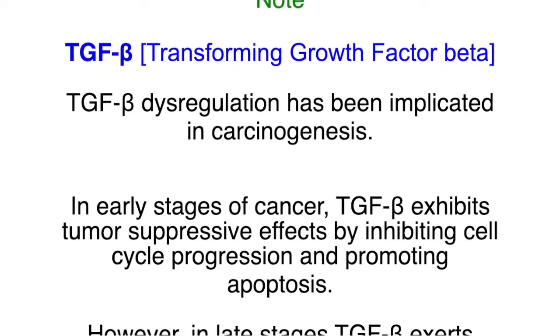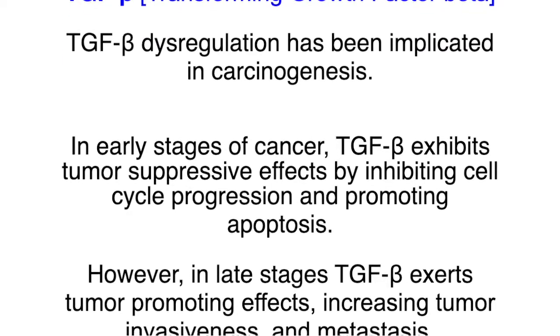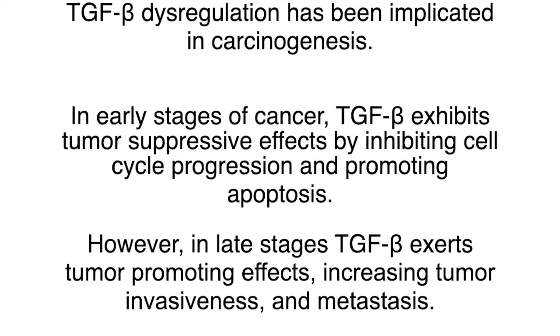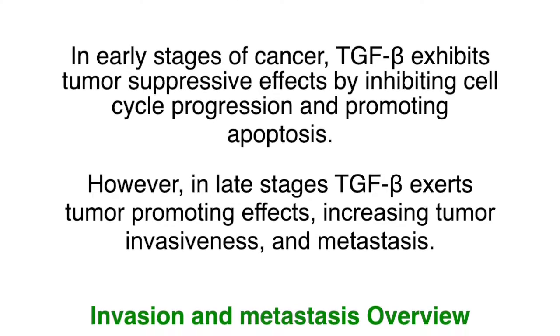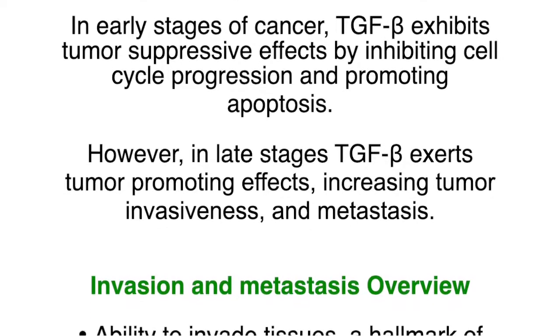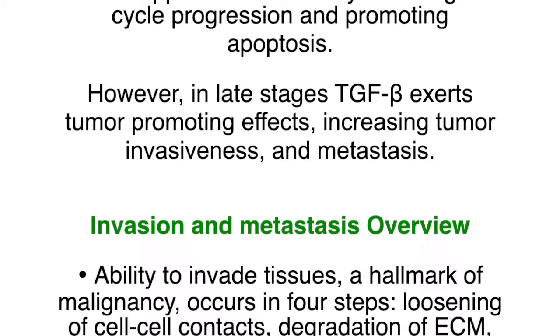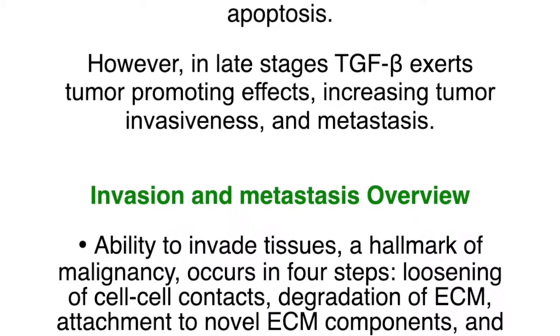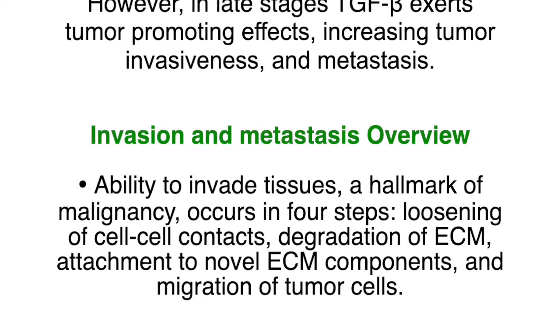TGF beta dysregulation has been implicated in carcinogenesis. In early stages of cancer, TGF beta exhibits tumor suppressive effects by inhibiting cell cycle progression and promoting apoptosis. However, in late stages, TGF beta exerts tumor promoting effects, increasing tumor invasiveness and metastasis.